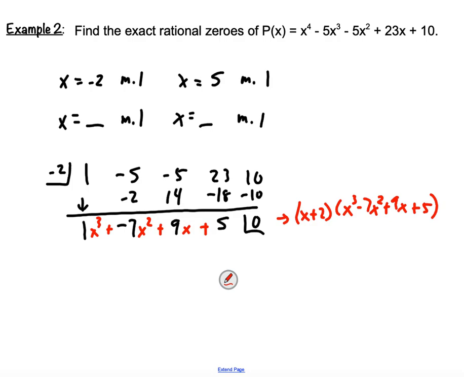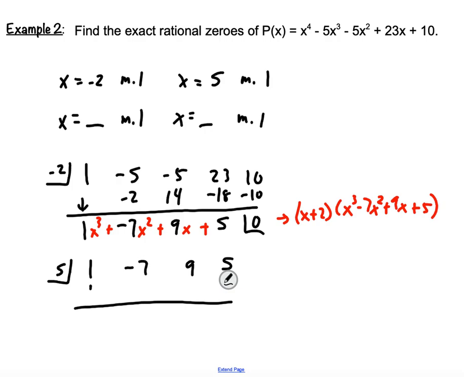So now take the other 0 there, because we can't use the quadratic formula on that x to the third minus 7x squared plus 9x plus 5, nor can I factor that. So I'm going to use synthetic division again. I already know another 0. It's 5. So I'm going to put that inside the box. I'm going to use the new coefficients of what we just found, that x to the third minus 7x squared plus 9x plus 5. And let's calculate the math on that and get that down to a quadratic.